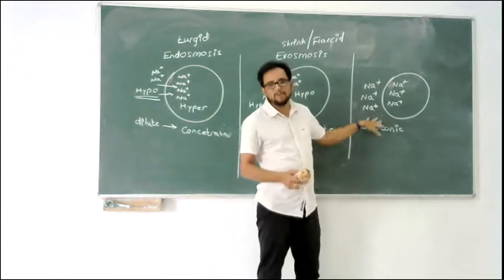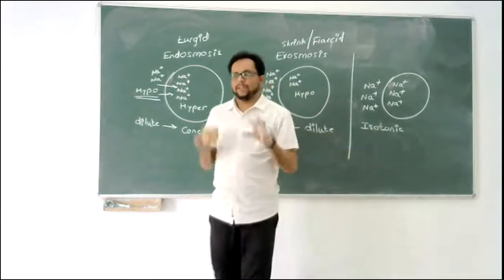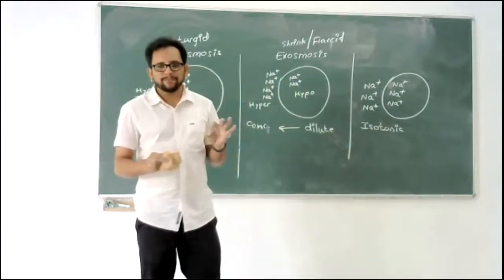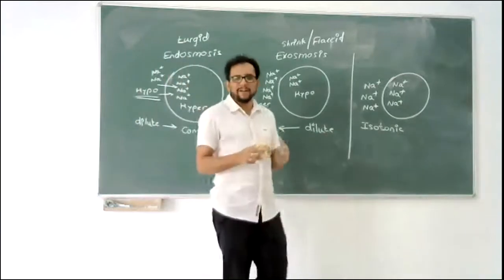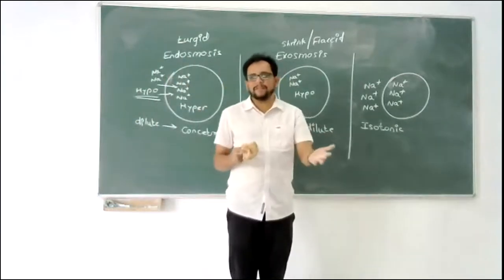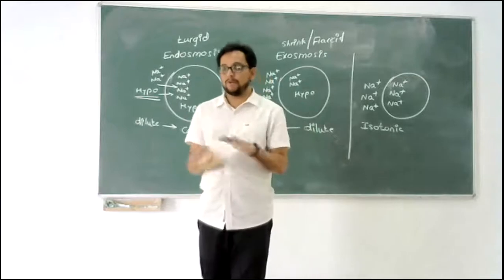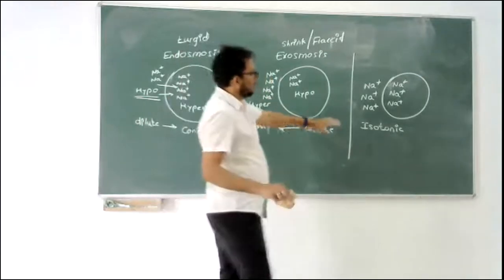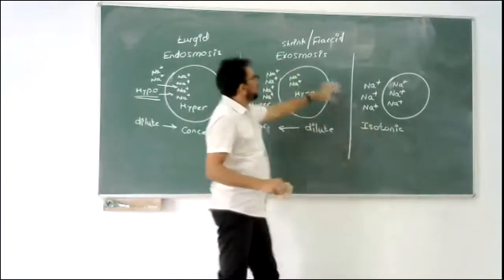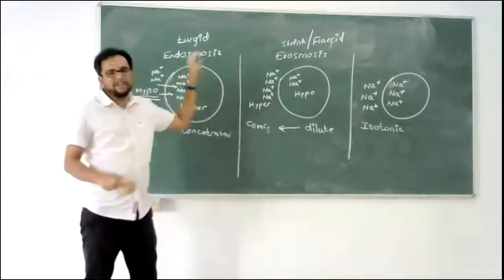So the net movement of the water, that is the total movement, is zero. There will be some movement, but the same movement will happen in the reverse direction. So the net movement is zero. So isotonic solutions do not show any turgidity or flaccidity.